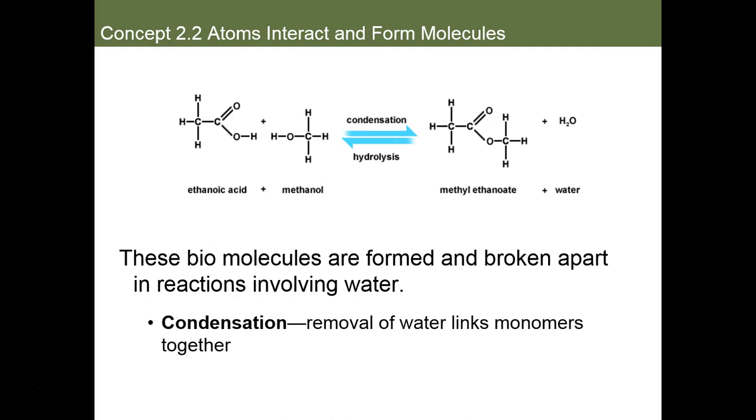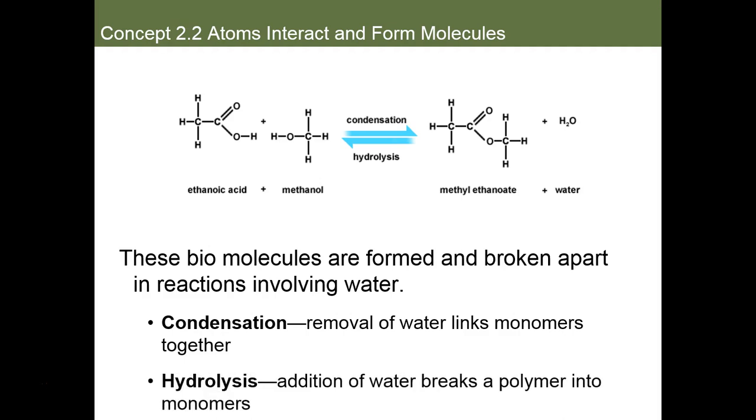The biomolecules that we will talk about, and many molecules that we will learn about this semester, are usually made in two types of reactions: condensation and hydrolysis reactions. A condensation reaction is a reaction where water is removed, and this links the monomers together. The monomers are molecules that are bound together. When linked together in long chains, they are called polymers. We'll see examples of monomers and polymers in a moment.